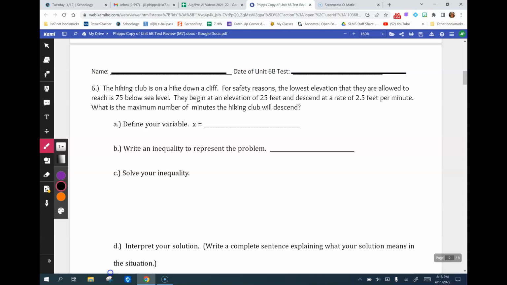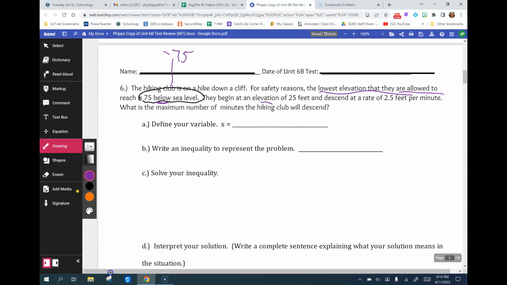Okay, let's start marking it up. So we come to a number right here, 75 below. And they say that that is the elevation they are allowed to go to. That's the lowest one. But first off, let's pay attention to 75 below. That's a negative 75 because we're below. So that's the lowest we can go is negative 75. Okay? They begin at an elevation of 25. And they're going to descend at a rate of 2.5 feet per minute. Okay, a lot of marking there.